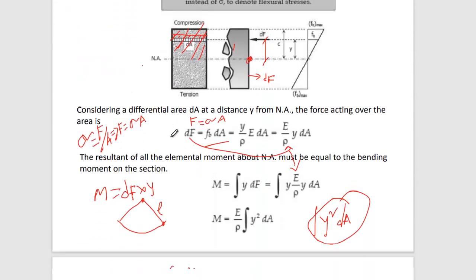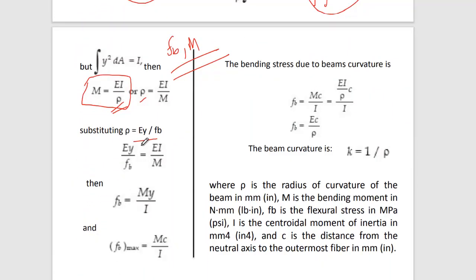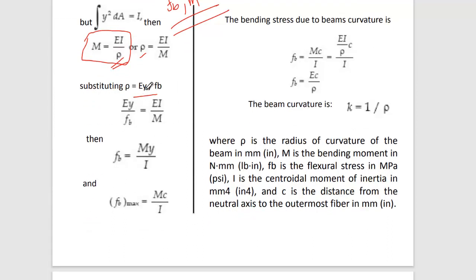Okay, so we can write it here. So we are replacing the rho value with the known values. Now we replace E y by f_b instead of rho from this equation. So now we get a new relationship. Ultimately we want this one. If we separate this one, you will get it, because this E and this E will be cancelled. So you get f_b equals M y by I. That is the relationship between the flexural stress and the moment.